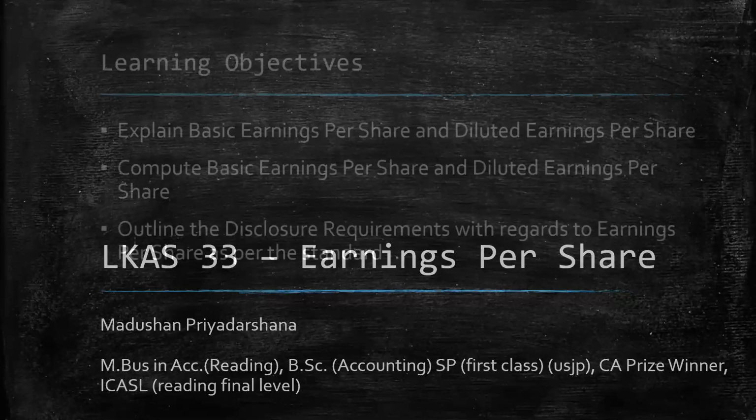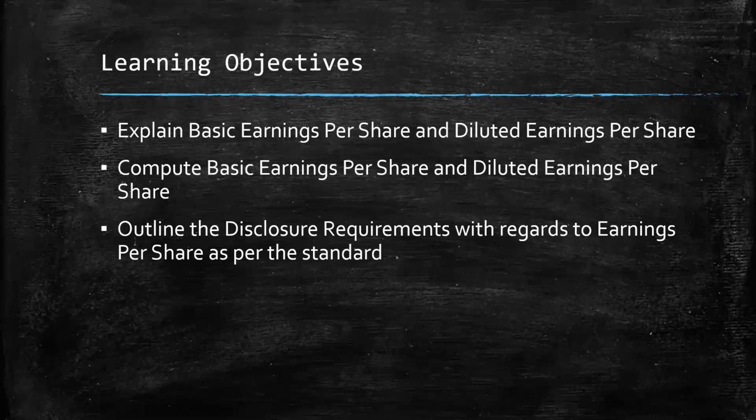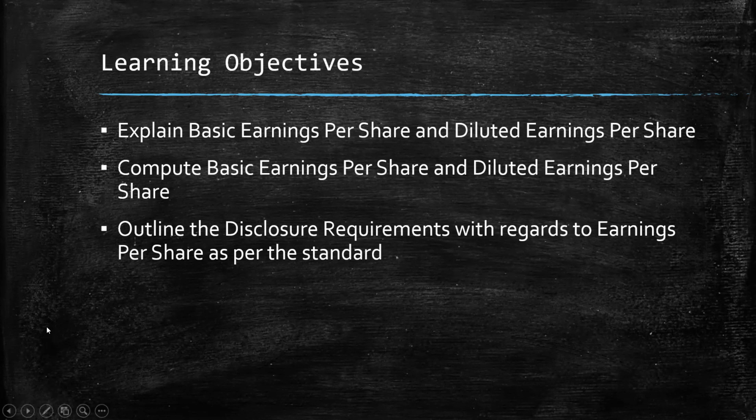Okay, so here are our learning objectives. At the end of this session, you should be able to explain basic earnings per share and diluted earnings per share. What we have computed up to now is most of the time basic earnings per share, right? This standard directs us not only to basic earnings per share, we need to calculate the diluted earnings per share as well. So how to compute basic and diluted earnings per share, we'll discuss, and what are the disclosure requirements of this standard. Those are the things we're supposed to discuss under LKAS 33.